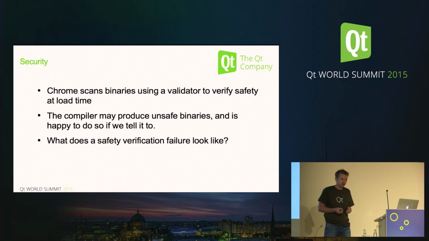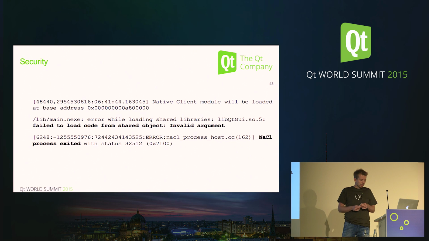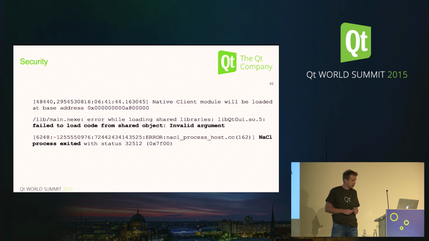So when you're working with native client, you might run into the situation that you get a safety verification failure. So what does that look like? Let's see. This is the output from Chrome in such a case. And we see that the error here is error while loading shared libraries, Qt GUI: failed to load code from shared object, invalid argument. So it's kind of opaque. And then there's process exited. So yes, this didn't go as expected.